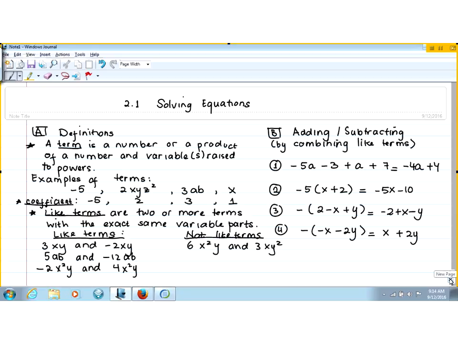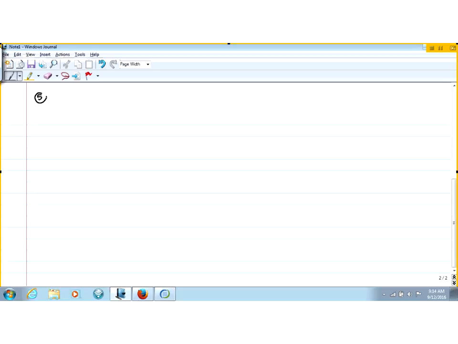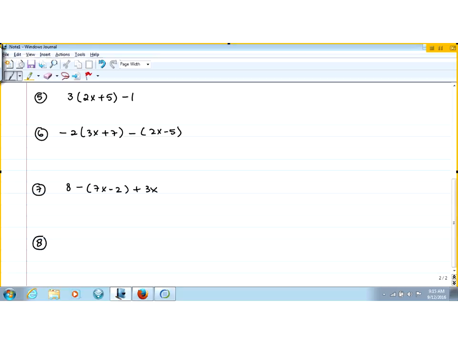Okay, so let's see. Number 5, 3 times 2x plus 5 minus 1. Number 6, negative 2 times 3x plus 7 minus 2x minus 5. Number 7, 8 minus 7x minus 2 plus 3x. And then number 8, we say subtract 2x minus 5 from 3x minus 2.